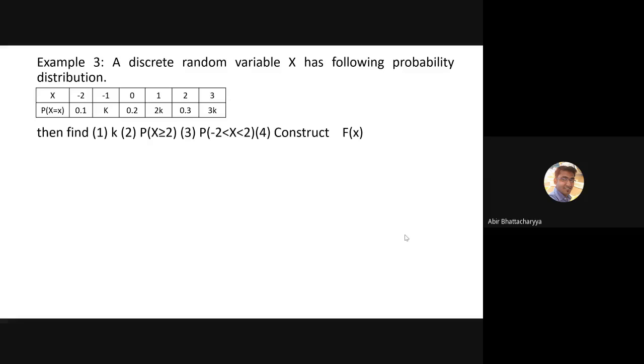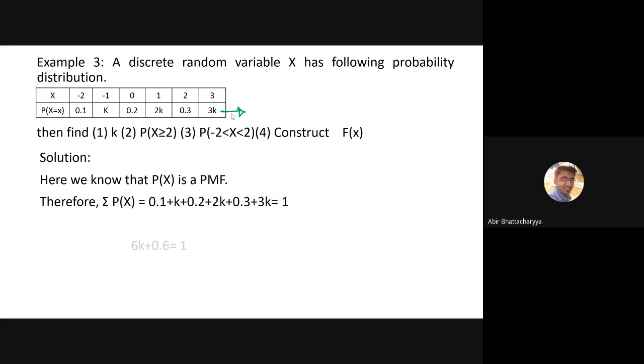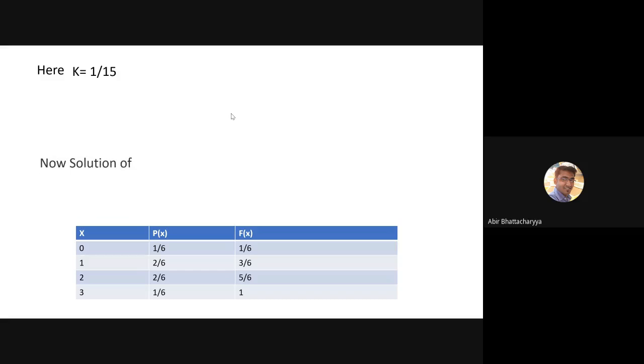Number 3, the discrete random variable X has the following probability distribution. Again, I'm not trying to trouble you, but this type of question you will find. Lots of questions will be only this type. So what you have to do, without thinking anything, just add them and find the value of k. After getting the value of k, k equals 1 by 15, right? So update the table in this format and also find the cumulative distribution.